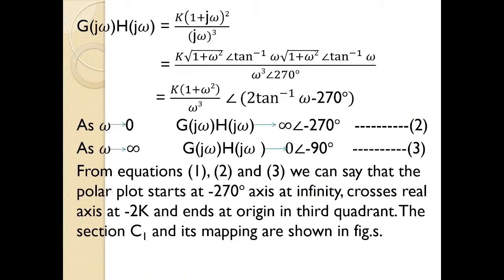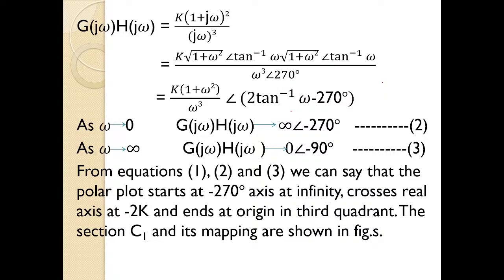Now let us proceed. So now, what is the G of j omega H of j omega equation? K into, consider the actual equation, K into (1 plus j omega) whole square by j omega cube. Write down the magnitude and phase for each and every term. So what is the magnitude for (1 plus j omega) whole square? You can expand it and write it down. It is K into root of 1 plus omega square at an angle of tan inverse omega. For j omega cube, magnitude is omega cube and angle is 270.